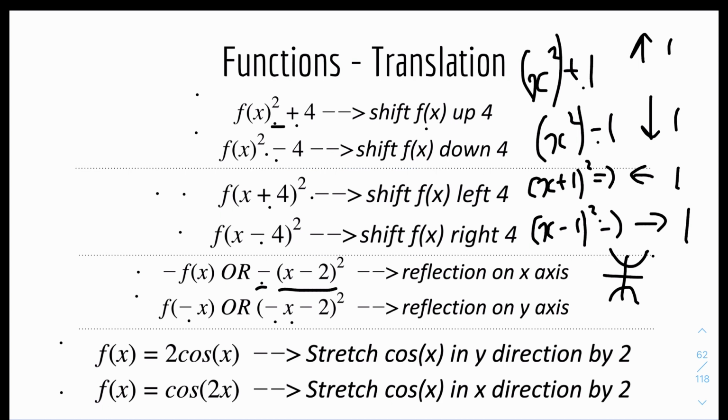So it will be like minus x minus 2 squared. It will be a reflection in the y-axis. So if it's, let's say, this, it will be this.